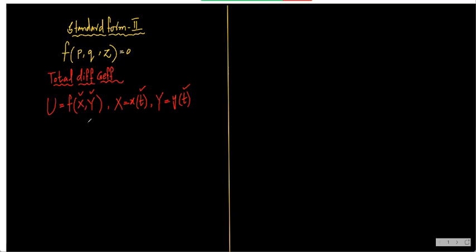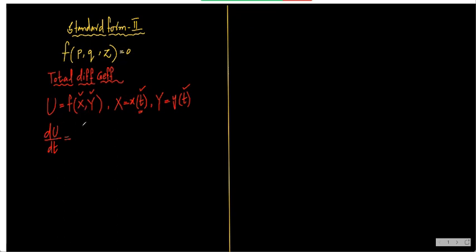So u is a function of two variables, and these two functions are depending upon t. So when I want to find out the derivative of this u with respect to this variable t, how to get this value? You can see this is called du by dt.